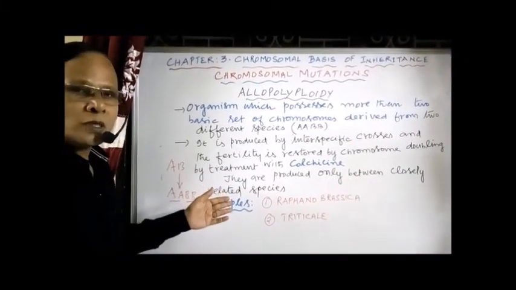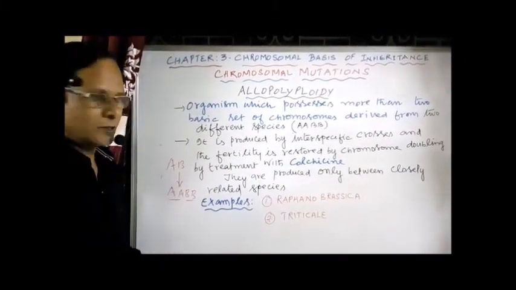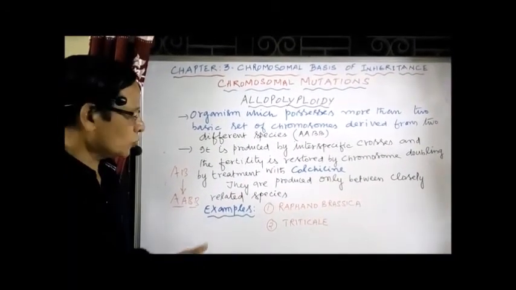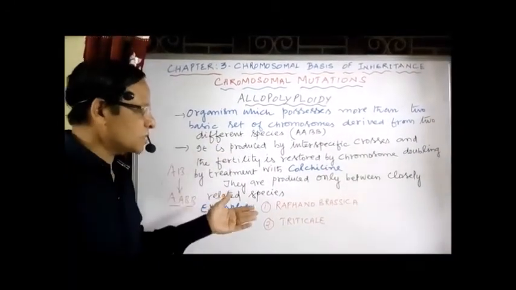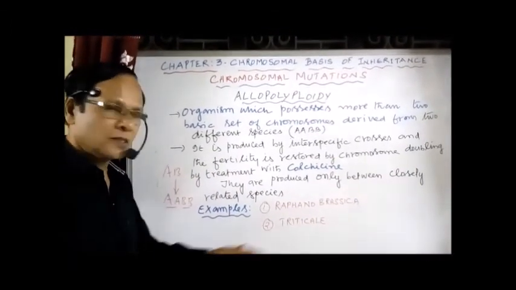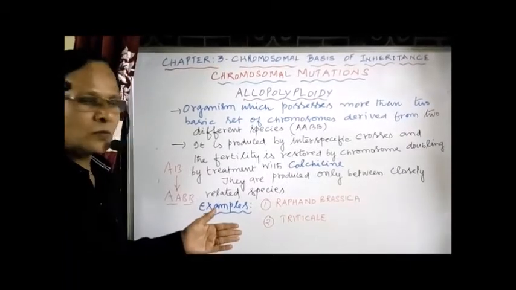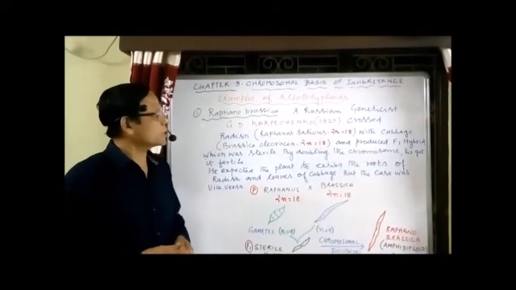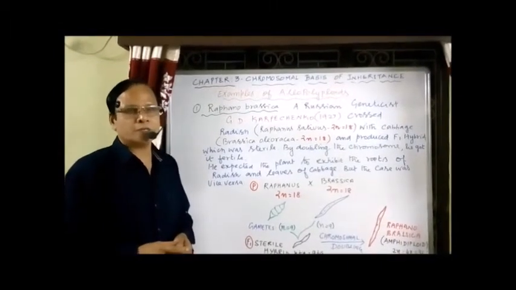Now they are produced only between closely related species. Examples are Raphanobrassica, a cross between radish and cabbage, and Triticale, a cereal obtained from wheat and rye. I mentioned two examples for allopolyploids.